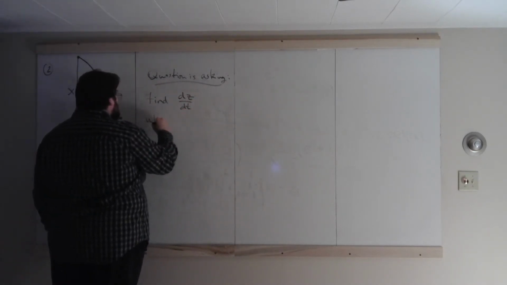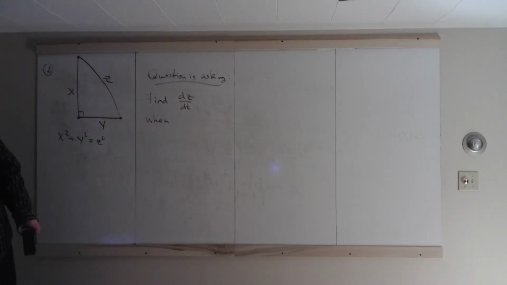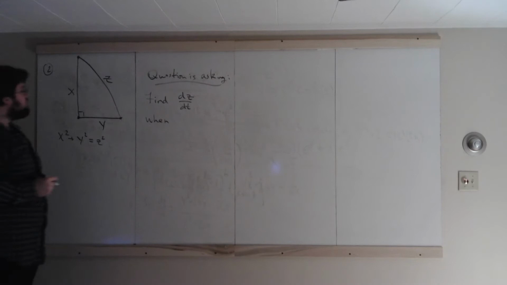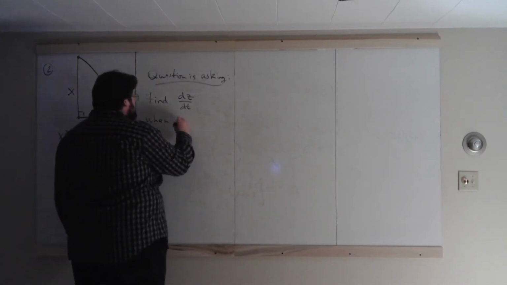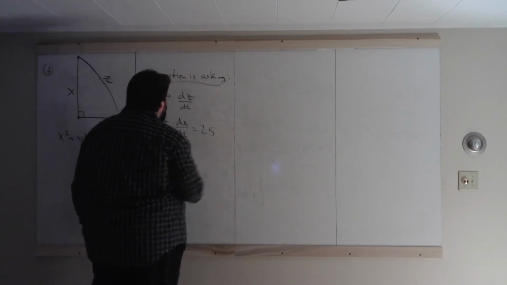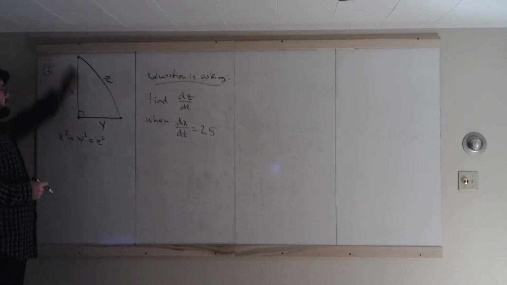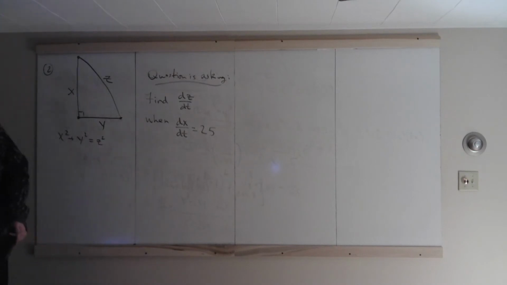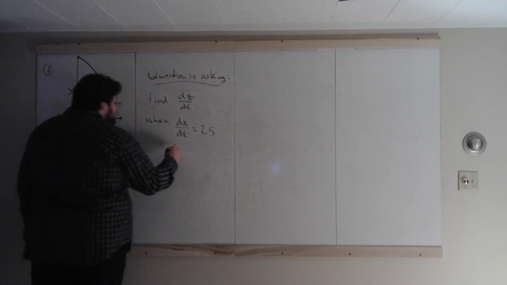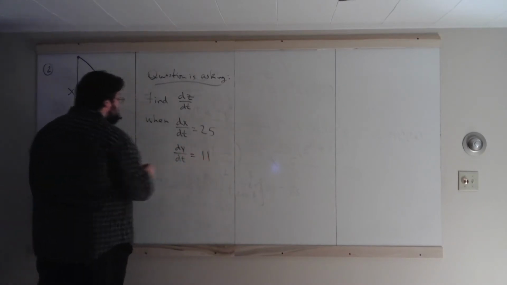Well, when does it want dz dt? Well, it tells us the helicopter begins rising at 25 feet per second. So dx dt equals 25. I'm not going to give you a problem where the units are like where it says feet per second and miles per hour. I'm not going to do that. I don't care about unit conversions in this class. dy dt is 11 feet per second.